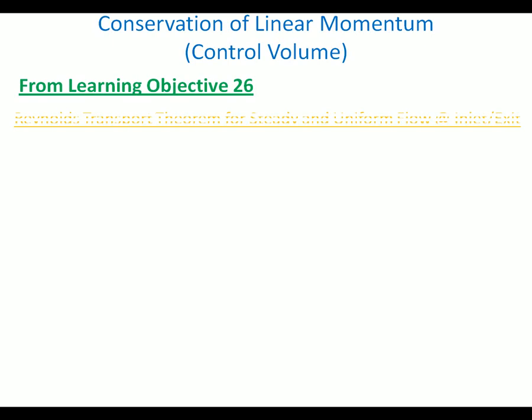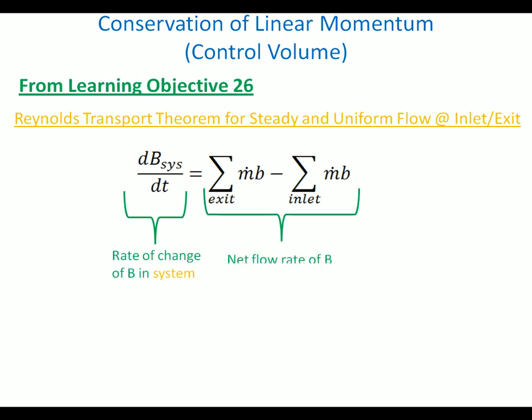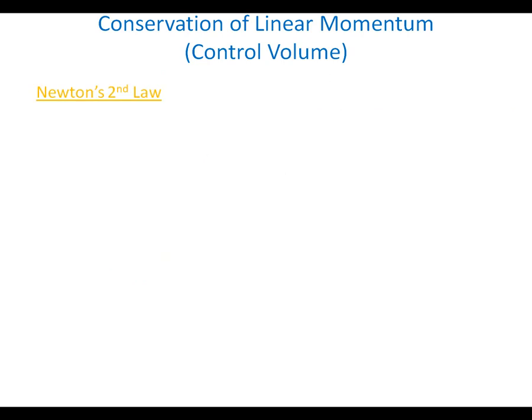Looking back at learning objective 26, we had the Reynolds transport theorem for a steady and uniform flow at inlets and exits, simplified down to this equation, which on the left side is the rate of change of our extensive property in our system. And on the right side, it's the net flow rate of the extensive property exiting across the control surface, so going across the boundaries of our control volume, where capital B is going to be our extensive property, whichever we choose it to be, and lowercase b will be our specific of that property, so divided by the mass.